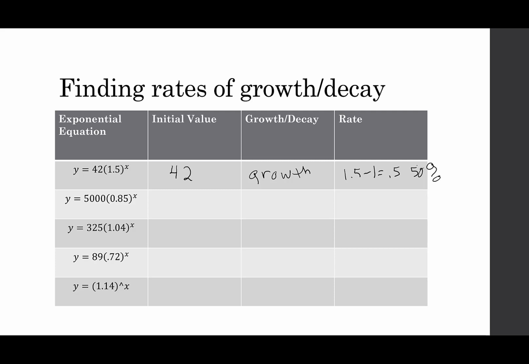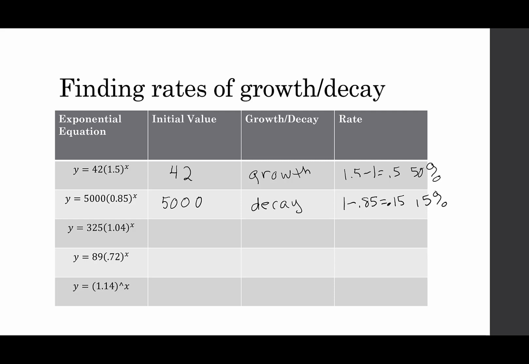The next one, y equals 5,000 times 0.85 to the x. Our initial amount is 5,000. 0.85 is less than 1, which says this is decaying. And then to get the rate, we have to do 1 minus 0.85, which is 0.15. We can write that as 15%.